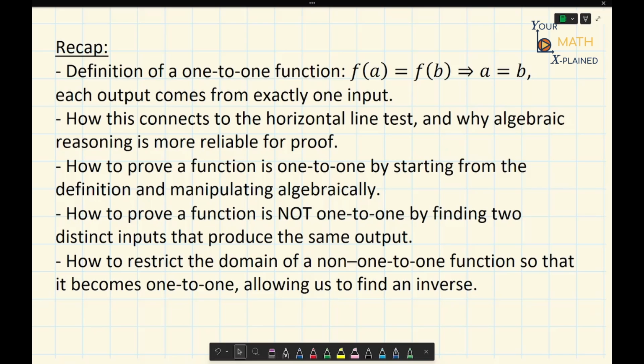We learned how to prove a function is one-to-one by starting from the definition and then manipulating it algebraically. And we also learned how to prove when a function is not one-to-one by the same method because we end up with two distinct inputs that can produce the same output. And then finally, we learned how to restrict the domain of a non-one-to-one function so that it does become one-to-one, which then allows us to find an inverse.